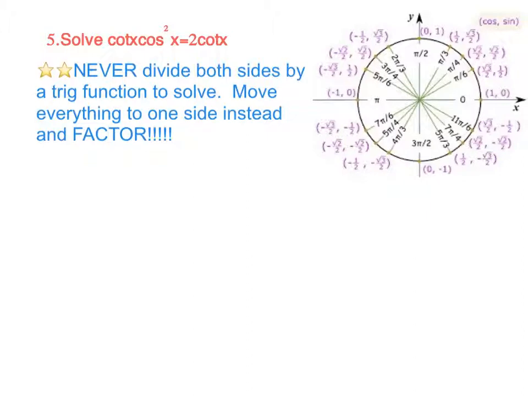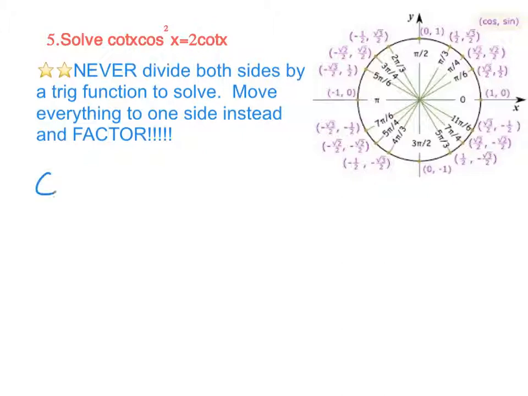Problem number 5. Solve cotangent of x cosine squared x equals 2 cotangent of x. You may notice that you have a cotangent on the left side and on the right side, but you never want to just divide both sides by cotangent because that might get rid of some of your answers. You always want to move everything over to one side instead. So this 2 cotangent is going to get moved over to the left.